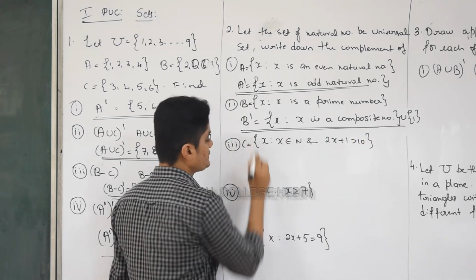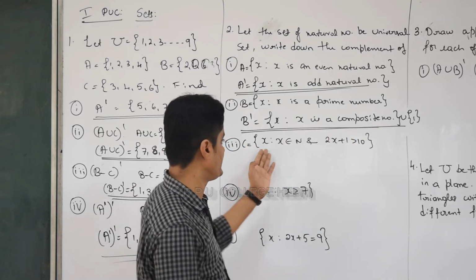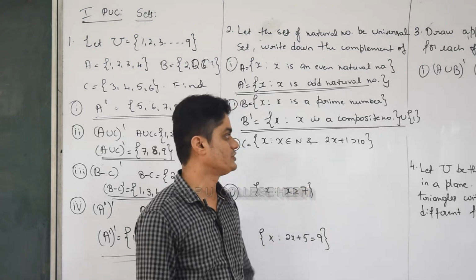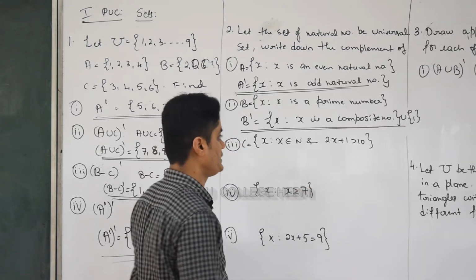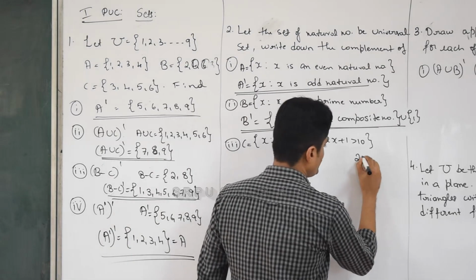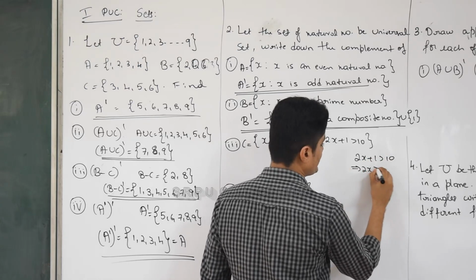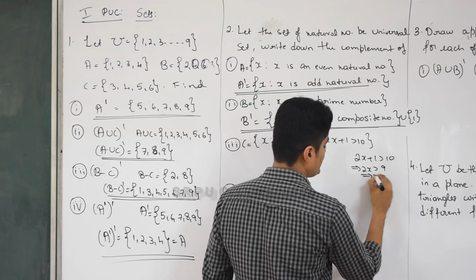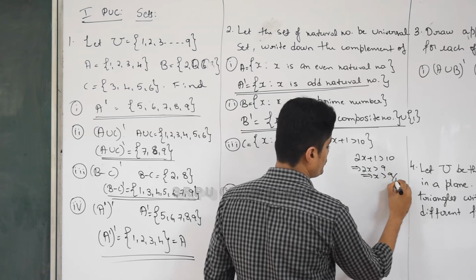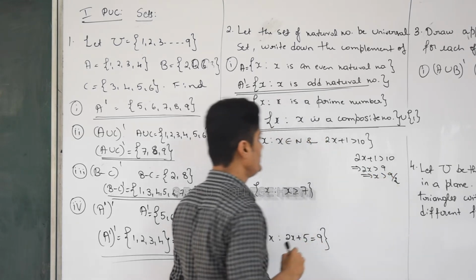So let me take the third problem as C. C is equal to the set of x such that x belongs to N and 2x plus 1 is greater than 10. First you simplify this. 2x plus 1 greater than 10 implies 2x greater than 9. So this implies x is greater than 9 by 2.